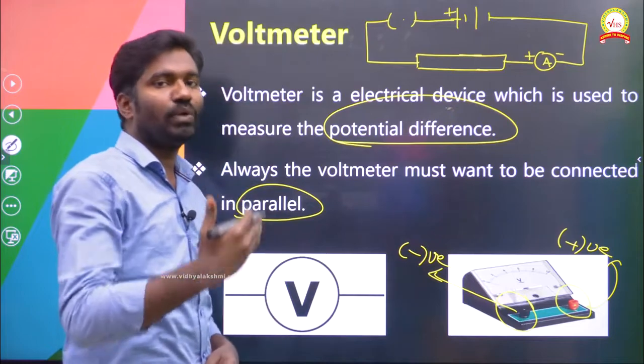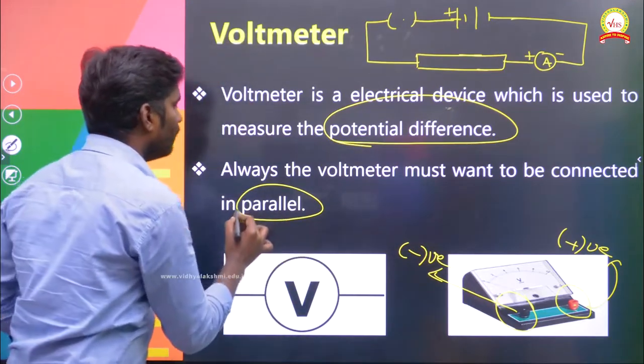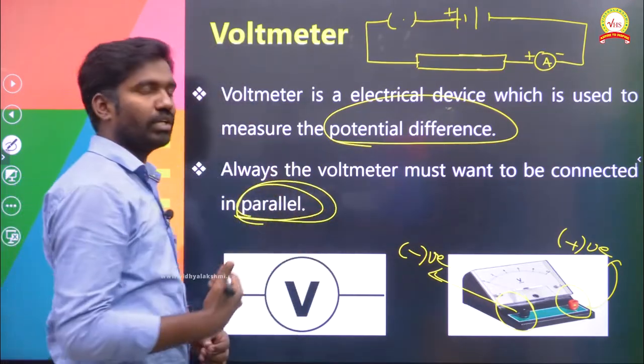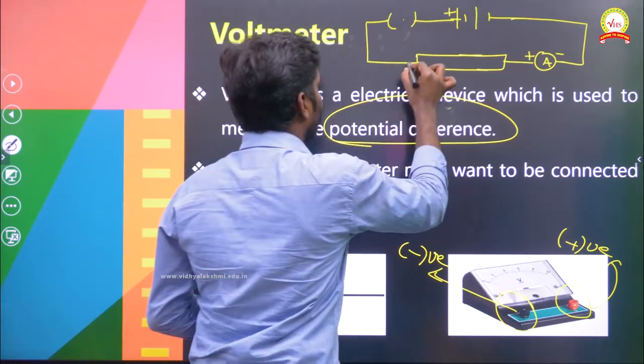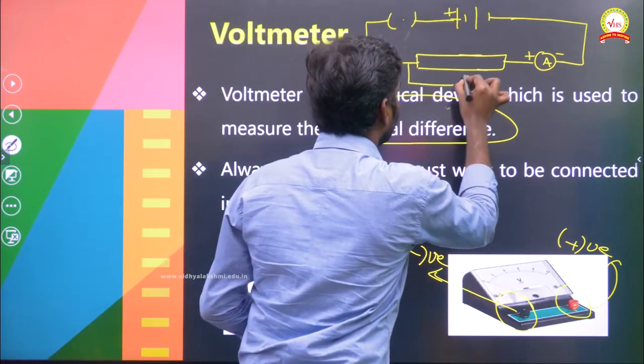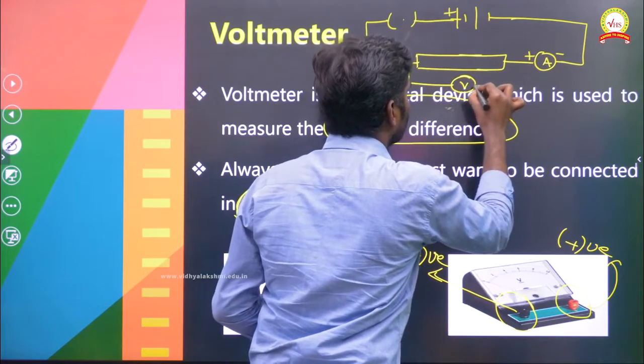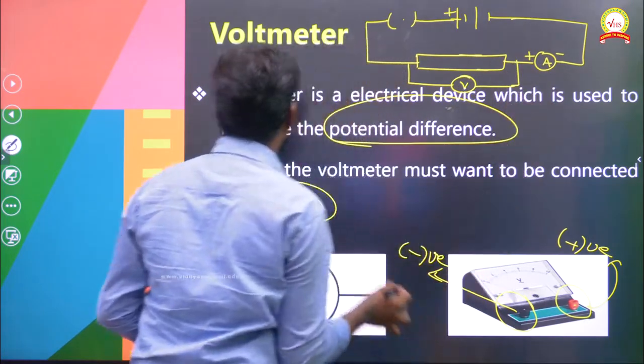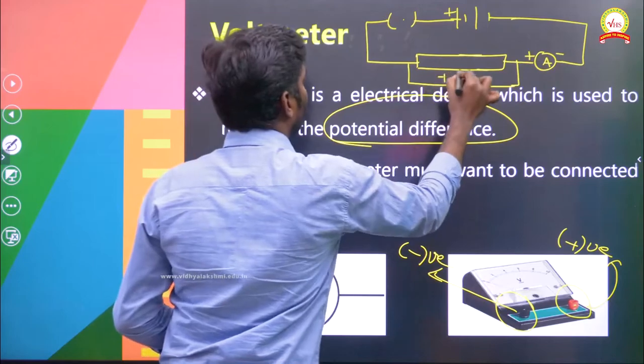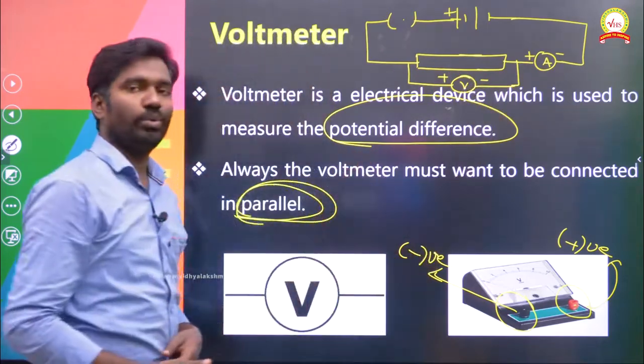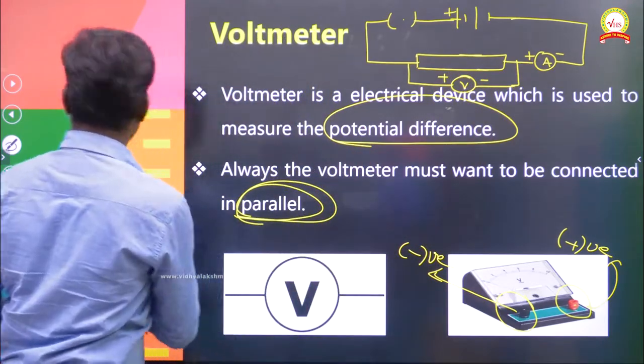So where do we need to connect the voltmeter over here? Already we said, parallel to the conductor only you need to connect. That means we need to connect the voltmeter parallel to the conductor in order to measure how much potential drop has been created over there. Clear? Okay students, I think the concept will be clear.